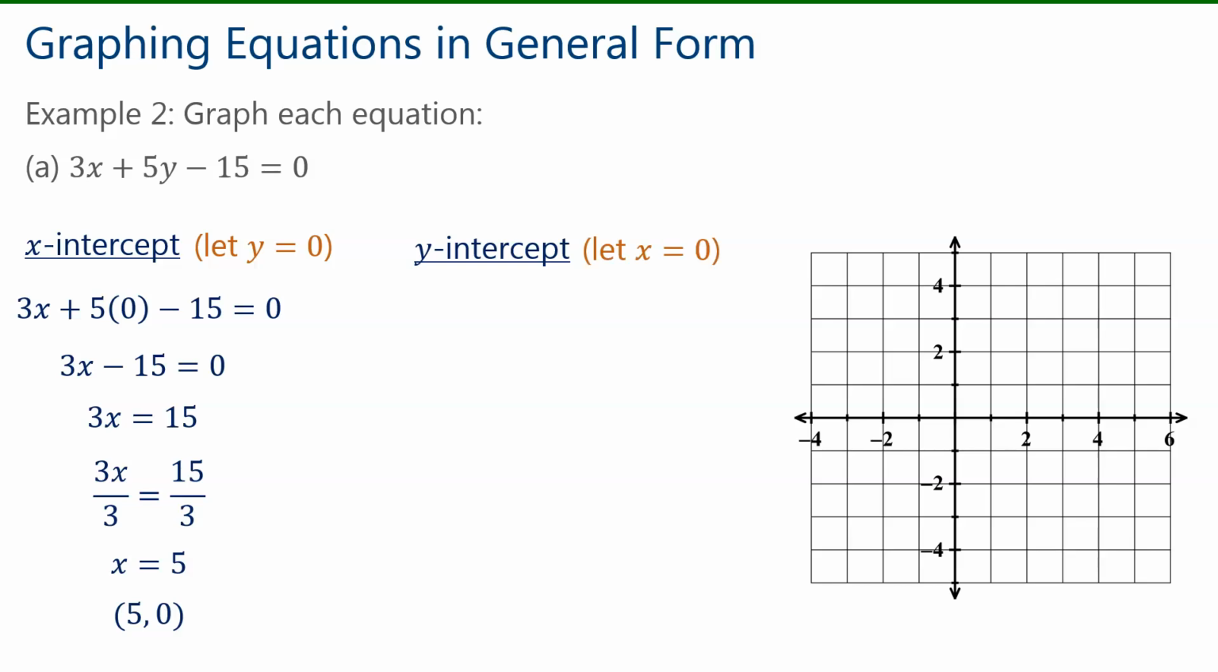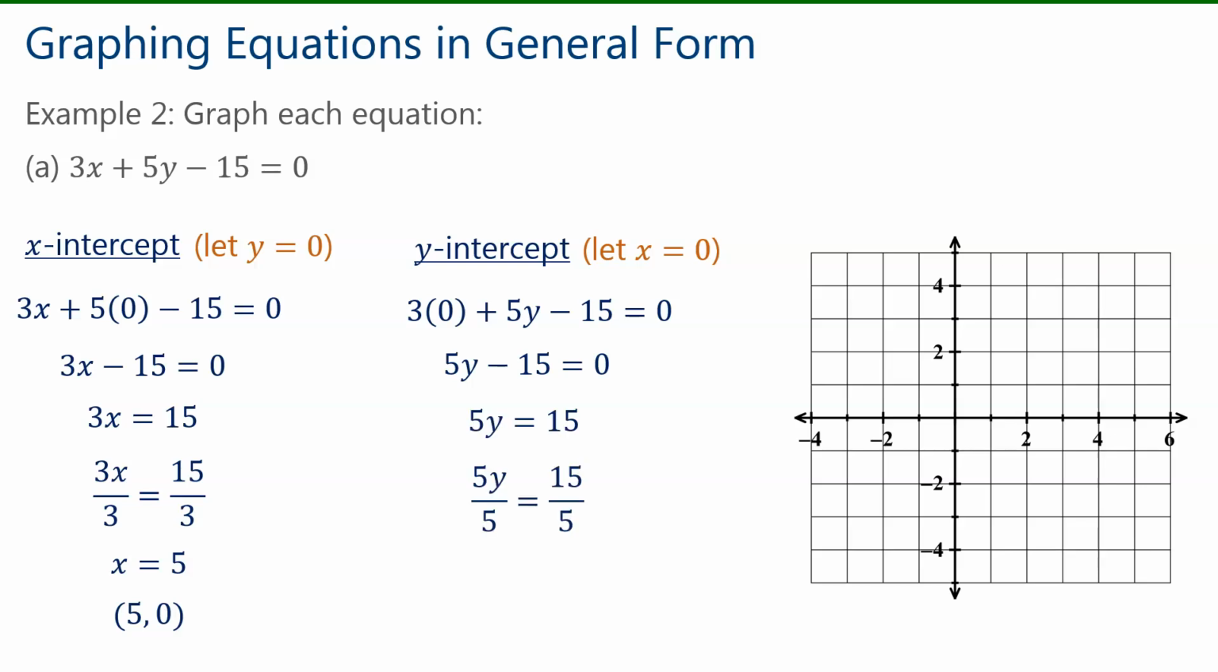Now let's do the y-intercept. If we let x be 0, we would have this. The first term cancels, leaving us with 5y - 15 = 0. Bringing over the -15, we have 5y = 15. Then we have to divide by 5 and simplify that. When I do, I get y = 3.